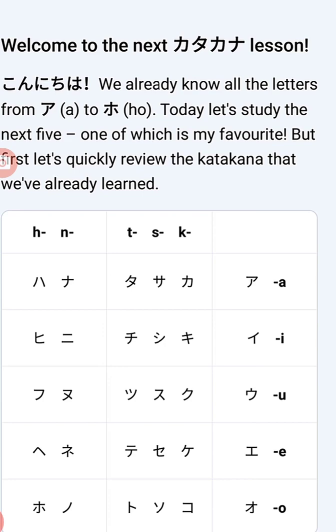And next is ni. You see that there are two horizontal lines, right? That's ni. I don't know if it's just coincidence, but I've noticed that ni is number 2 in Japanese. When we're counting, you say ichi, ni, san, shi. Ni is number 2, and this character has 2 lines. So I don't know which came first, whether it's the number or the character itself.